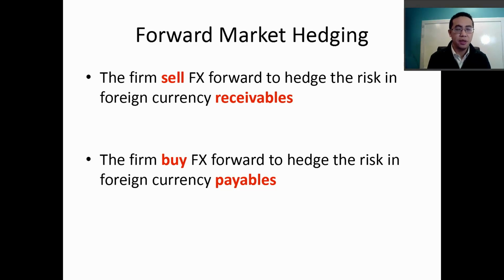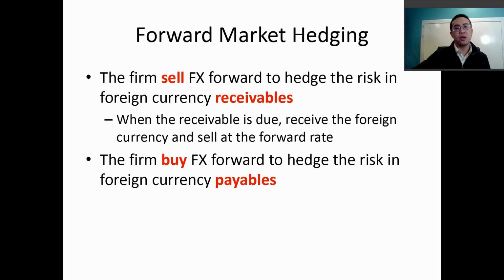So let me repeat the statement. The firm sells foreign exchange forward to hedge the risk in foreign currency receivables. And if you have foreign currency payables, then you will need to buy those forwards. Okay, so when you need to pay the bill in foreign currencies, of course, you need to use US dollars to buy those foreign currencies to pay your foreign partners. So you need to sign a forward contract in which you're gonna buy those currencies.